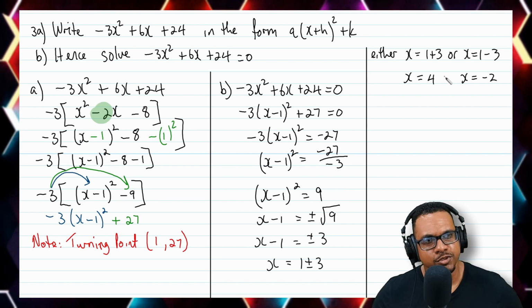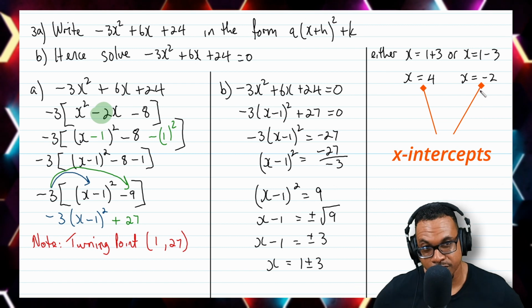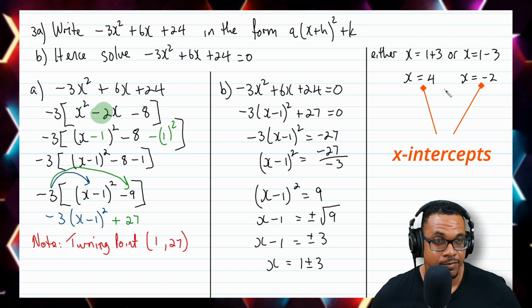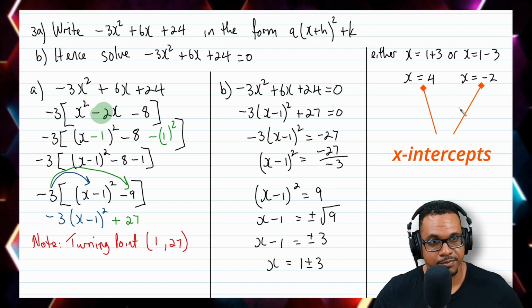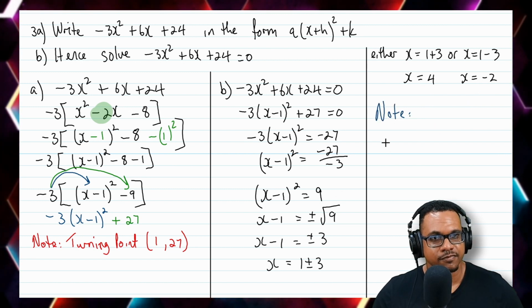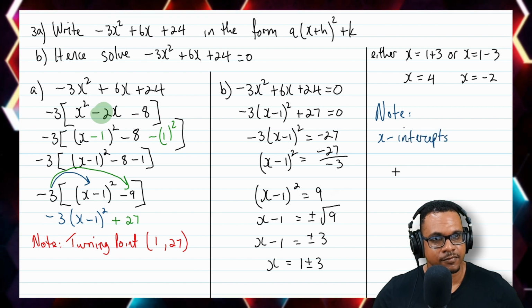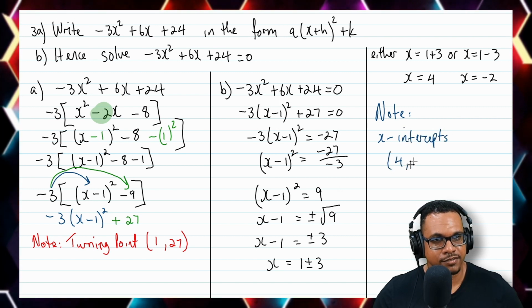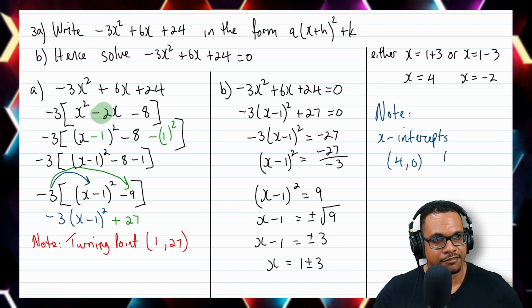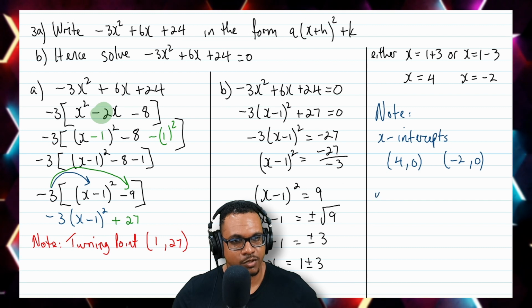And now remember what I told you, the answers to your quadratic would be your x-intercepts on the graph. Now I know the question is done here, but this is the extras. So these are the x-intercepts on the graph. So I'm just going to put notes. X-intercepts. That'll be (4, 0), and then we have (-2, 0). Those are my x-intercepts.